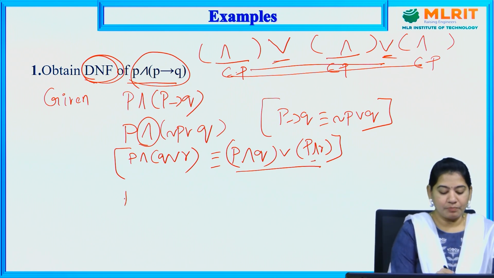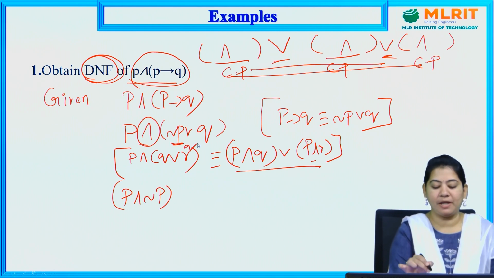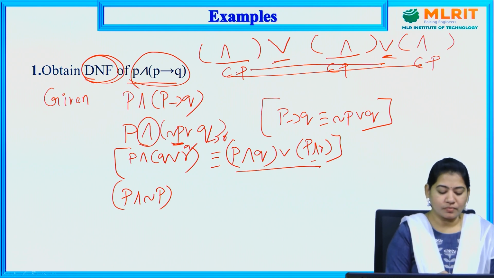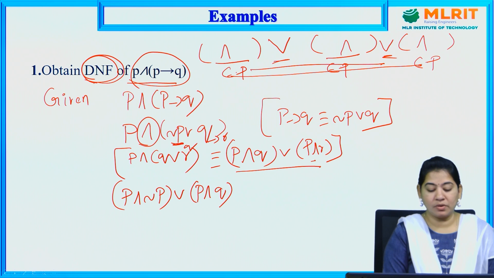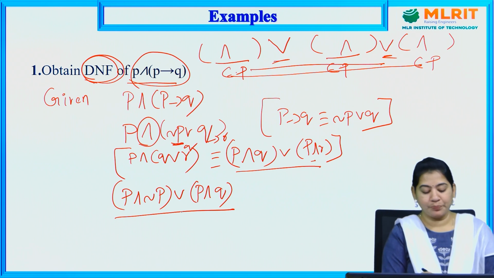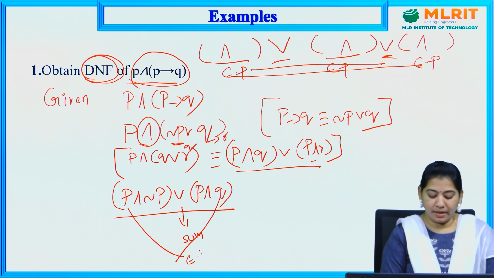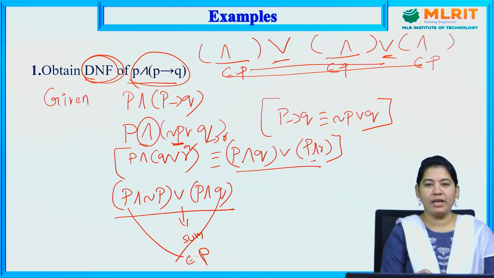So write P and negation P. Here Q is nothing but negation P, and R is here Q. So P and negation P, or P and Q. Now if we observe this, it is in the form of sum of elementary products. In the middle you have the sum and on both sides we have the elementary products. Sum of elementary products, which is nothing but the required DNF.